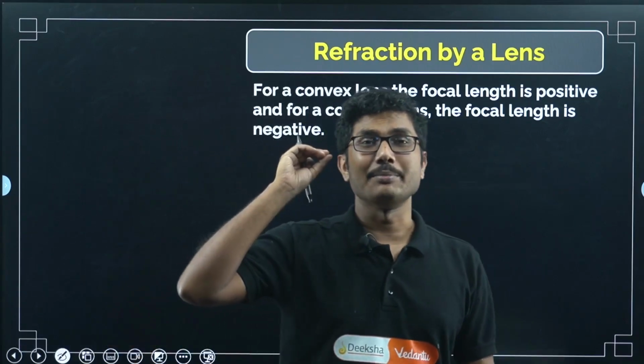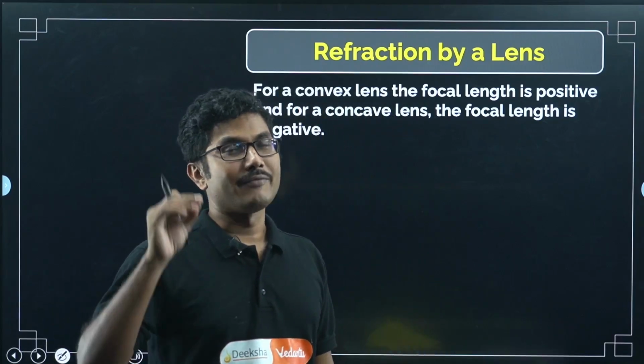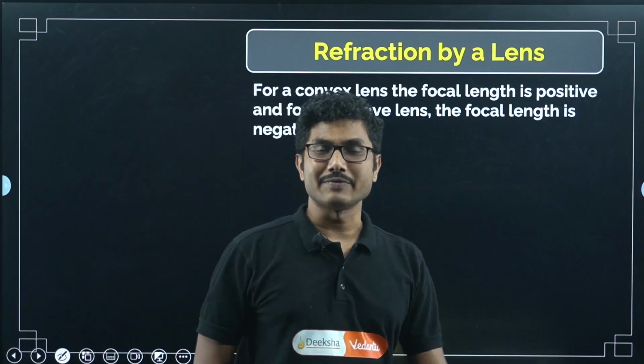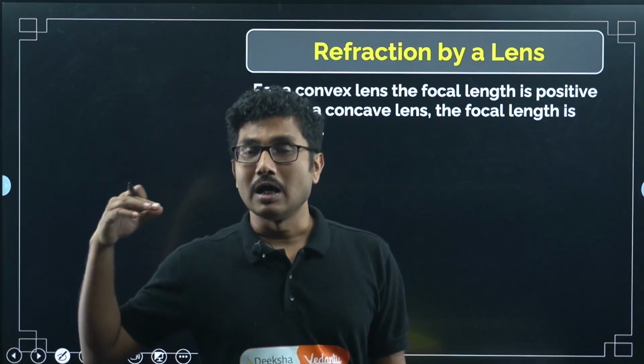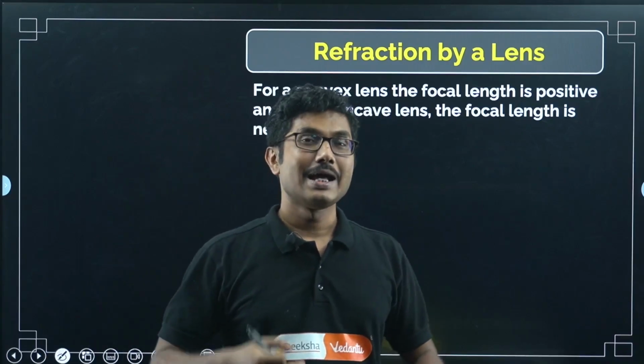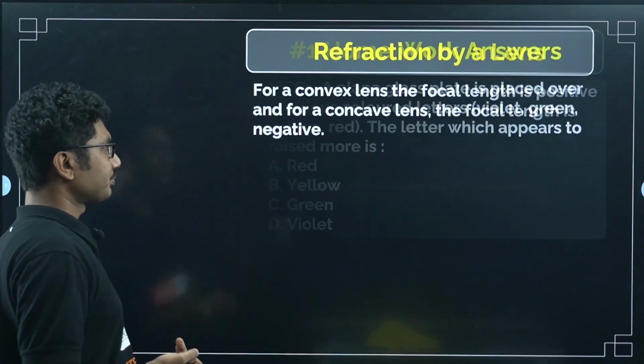If you remember the mirror equation, for a concave mirror the focal length was negative, and for a convex mirror the focal length was positive. Similarly, in case of a convex lens the focal length is positive, and for a concave lens the focal length is negative, but they form opposite images. Okay, so we will see that in a while.